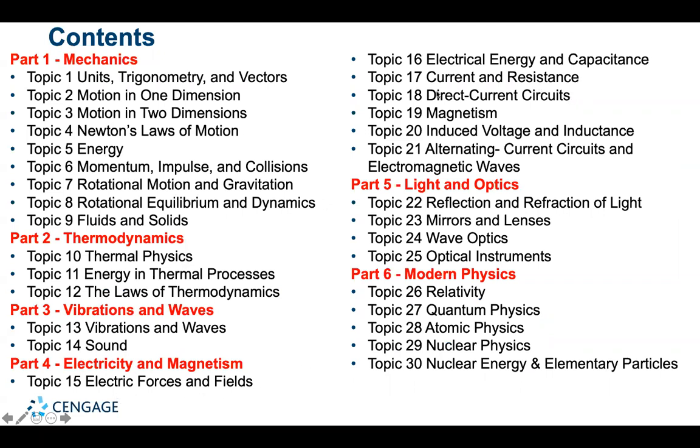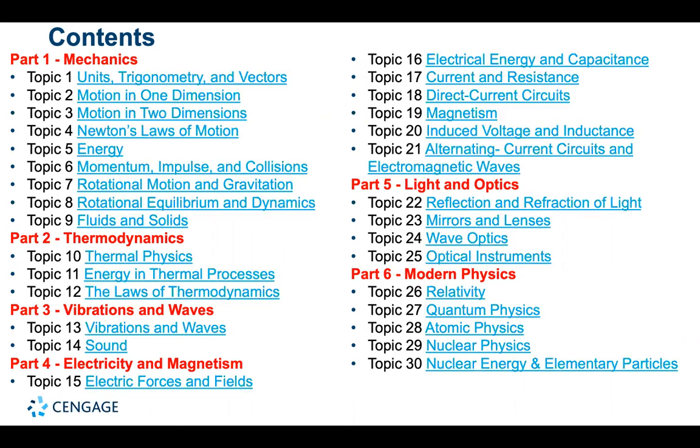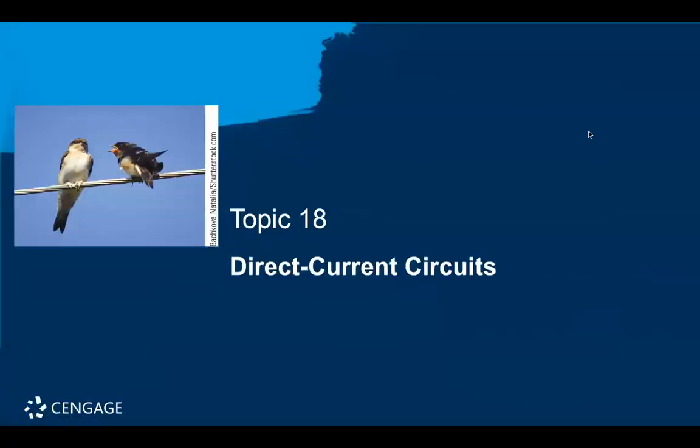Then we started to talk about specific components that are used in electrical circuits, capacitors and resistors. We introduced the idea of current. And in this lecture, we're going to be talking about a kind of current called direct current, or DC. And in several chapters, we'll be talking about alternating current or AC. But for now, we'll focus on topic number 18 and looking at direct current circuits.